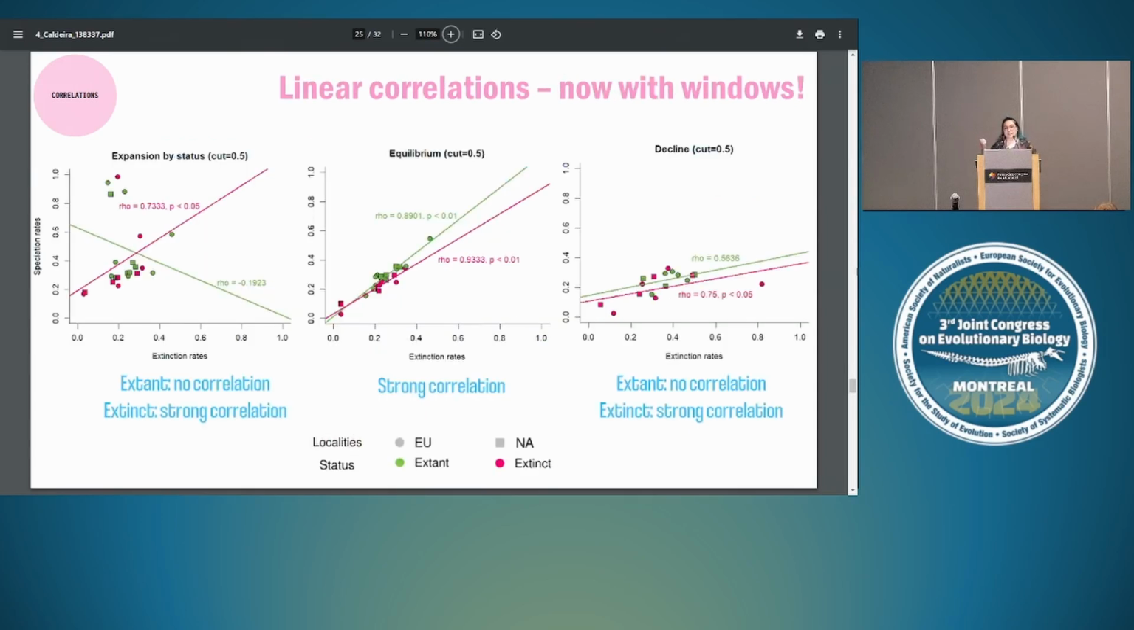We also applied that with windows, of course. And when we analyze with windows, we see for the equilibrium, both extant and extinct lineages are very correlated, as we expected. But for expansion and decline, there is a significant correlation only for extinct lineages, as we also expected.